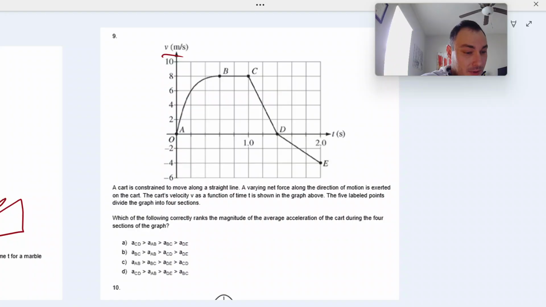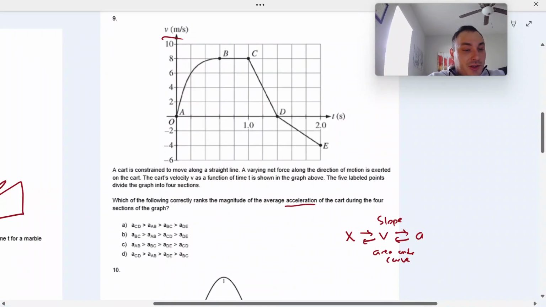Which of the following correctly ranks the magnitude of the average acceleration of the cart during the 4 sections of the graph? So we're trying to get acceleration from a velocity versus time graph. Acceleration is the slope. You really need to commit this to memory. To go from position to velocity to acceleration, it's the slope. To get acceleration, you take the slope of the velocity versus time graph. To go from acceleration to velocity to position, it's area under the curve. That's already shown up twice in these 10 questions we've done.